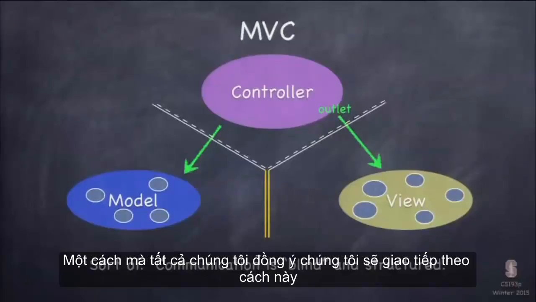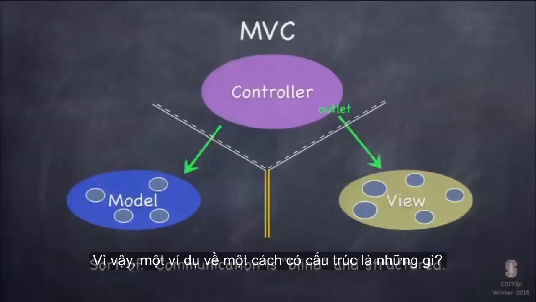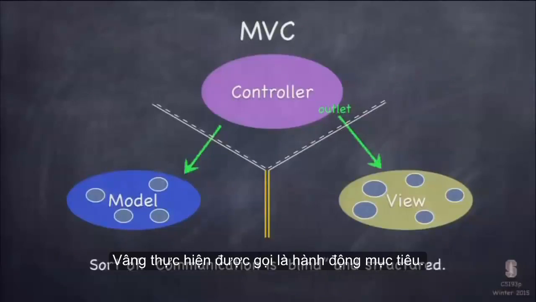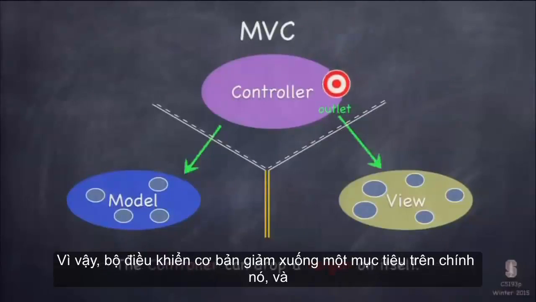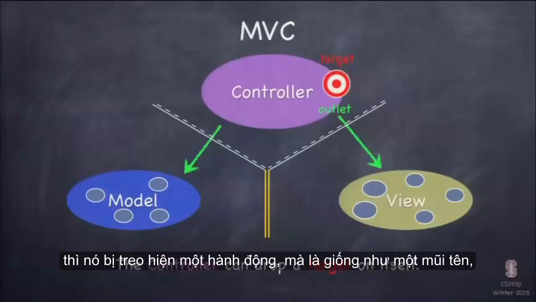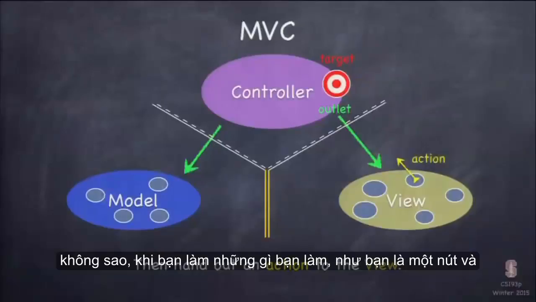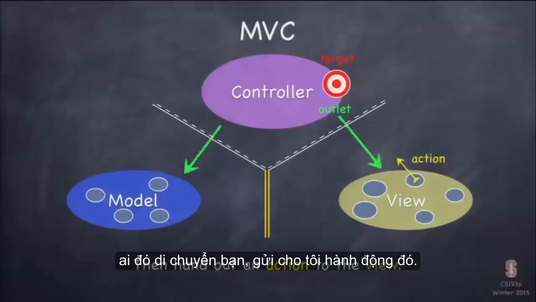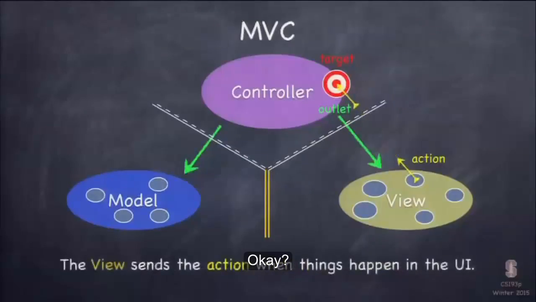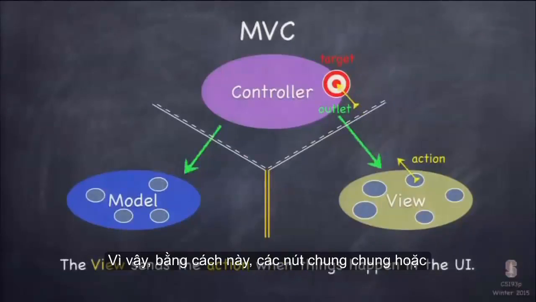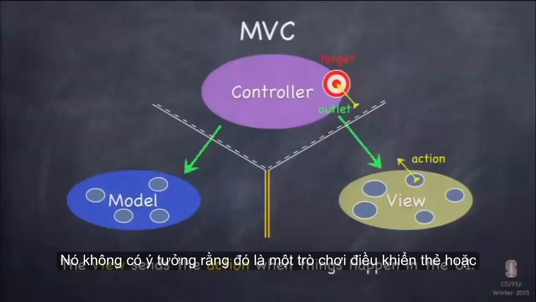and in a structured way, a way where we all agree we're going to communicate this way between the view and the controller. So what's an example of a structured way? Well, one is called target-action. The controller basically drops a target on itself, and then it hands out an action, which is like an arrow, to the view, and says, okay, when you do what you do, like you're a button and someone touches you, or you're a slider and someone moves you, send me that action. Okay? So in this way, the generic button or slider is communicating back to the controller.